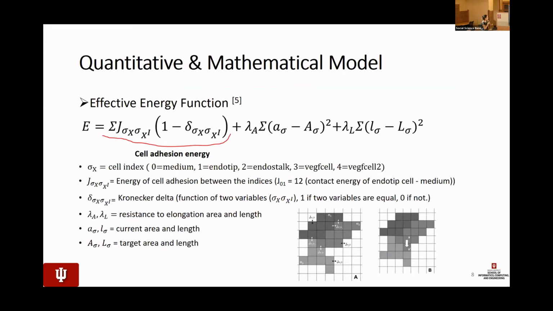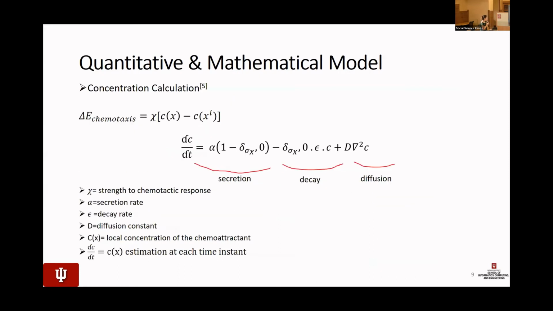The mathematical background is that CompuCell uses an effective energy function, as Dr. Glazier explained before. This is based on cell contact energy, cell adhesion energy, and cell properties such as target length and area and current length and area. Also the concentration change according to the microvascularization formation. Each time it calculates the secretion, decay, and diffusion to find the local concentration.